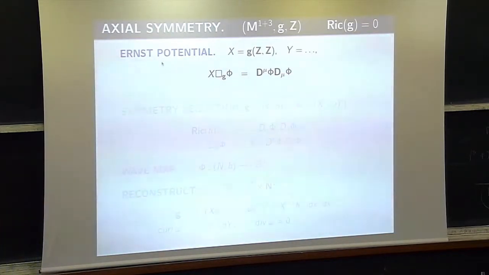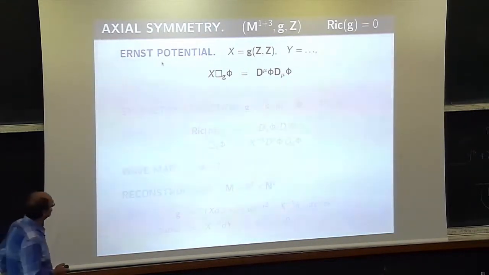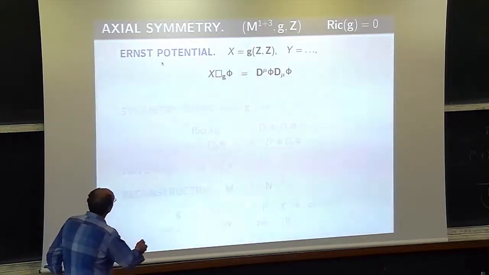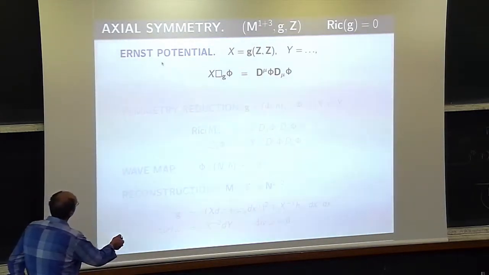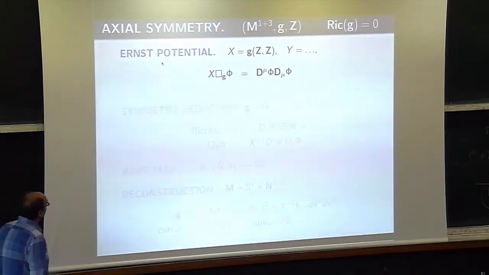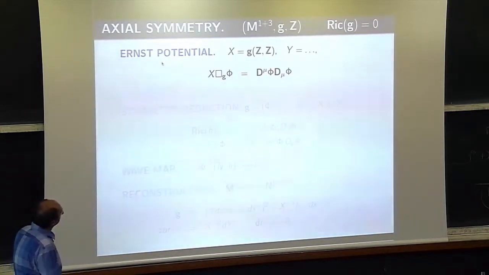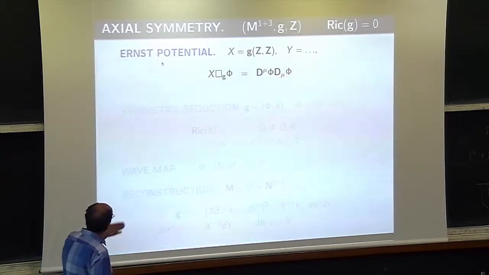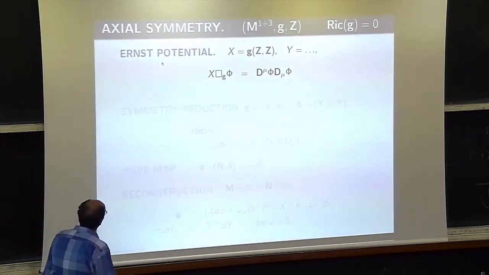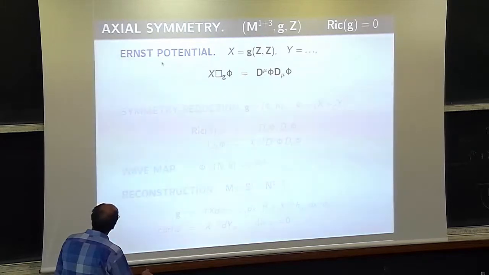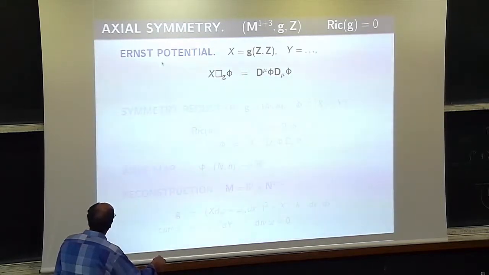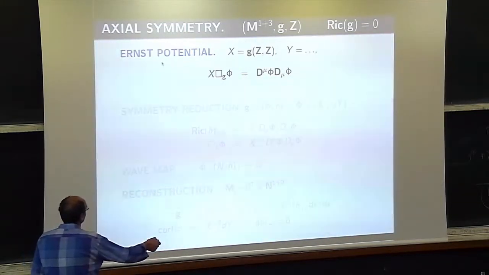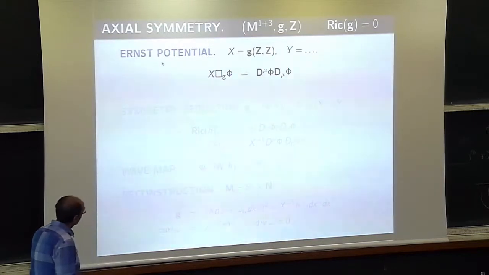So if you have axial symmetry, that means you have a Killing vector field, which I call Z. Okay, so this is your Killing vector field, and there is a well-known procedure of reduction based on the existence of this vector field. What you do is you introduce the Ernst potential. There is a real part of the Ernst potential, which is obtained by just taking the metric evaluated at Z, and a complex part, which I'm not going to write down for a moment.